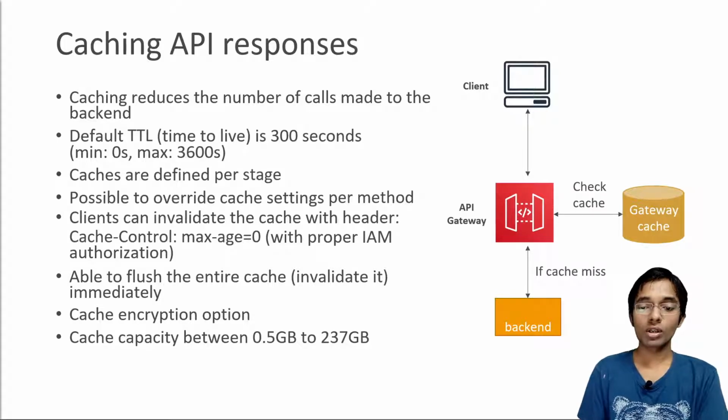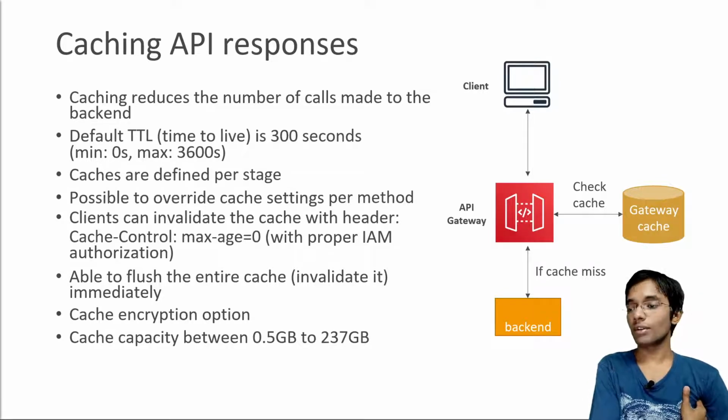But it's possible for the client to basically bypass the cache. You also have the ability to flush the entire cache, so it means invalidating it immediately. So if you wanted to repopulate the cache at any one point of time. Finally, the cache can be encrypted, and you can define a capacity of the cache between 0.5 gigabytes to 237 gigabytes. So it can even go up to quite a big cache.